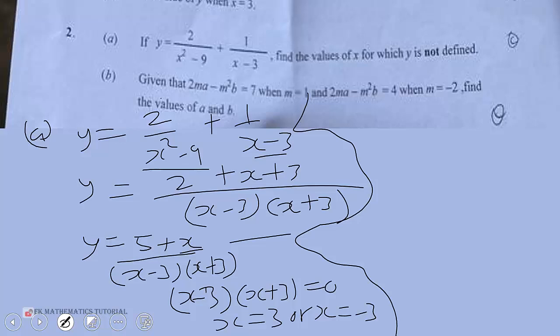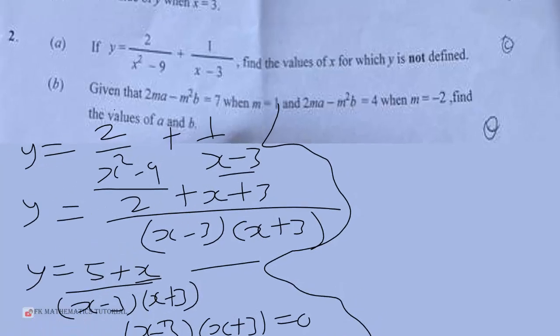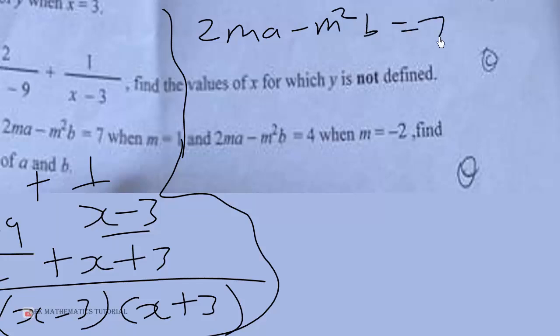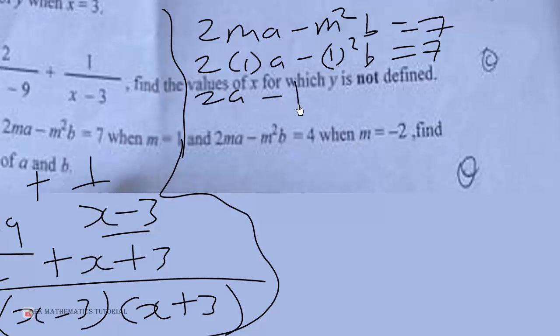So we are going to substitute, then we solve. So let's begin. We have 2ma minus m squared b equals 7 when m equals 1. So you put 1 here. 2 times 1a minus 1 squared b is equal to 7. So 2a minus b is equal to 7. We can call this equation 1.